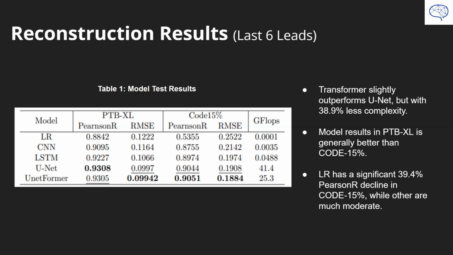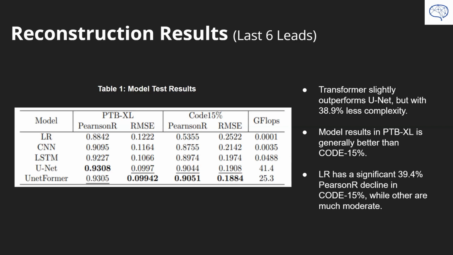Before we go deeper into computational complexity, we observed that model performance on PTB is generally better than on CO15, which agrees with the fact that PTB is much cleaner than CO15. For linear regression, despite its extremely low computational cost, it drops 39.44% from PTB to CO15 in terms of performance. LSTM is also very efficient, but it still has some room for improvement that cannot be compensated through hyperparameter tuning. UNetFormer leads other models by a larger margin on CO15 than on PTB, which means it is more robust to noise than other models.